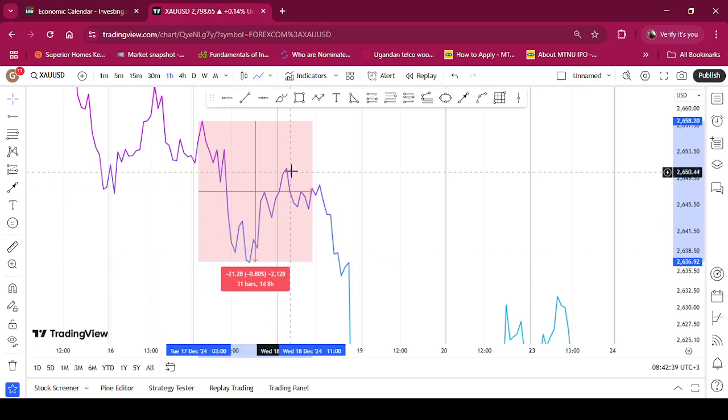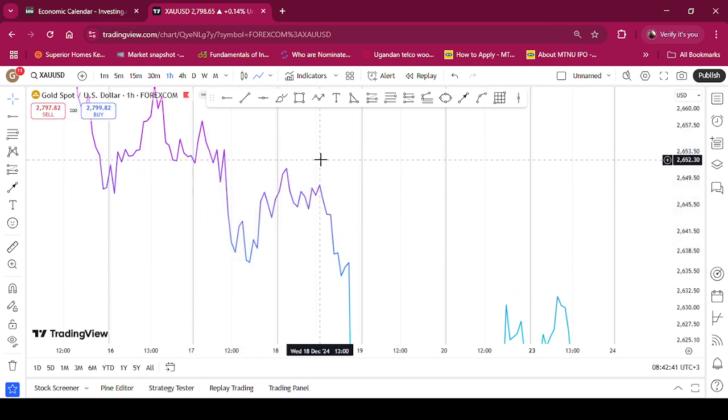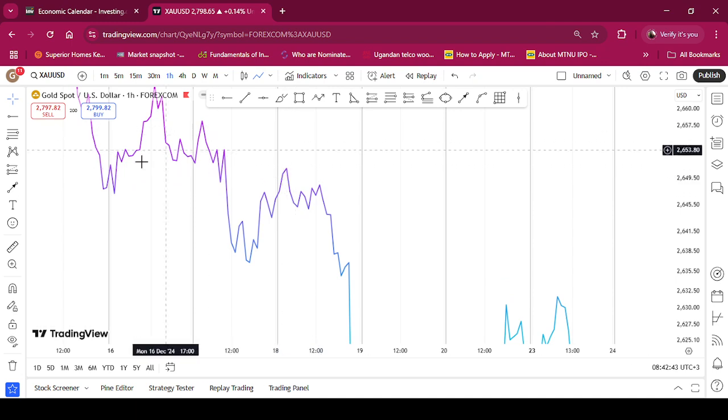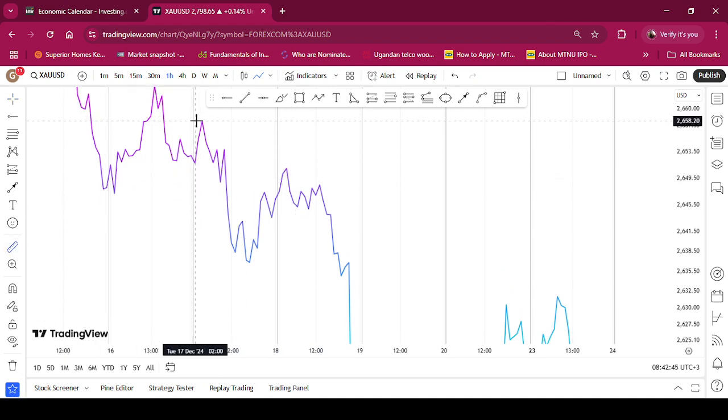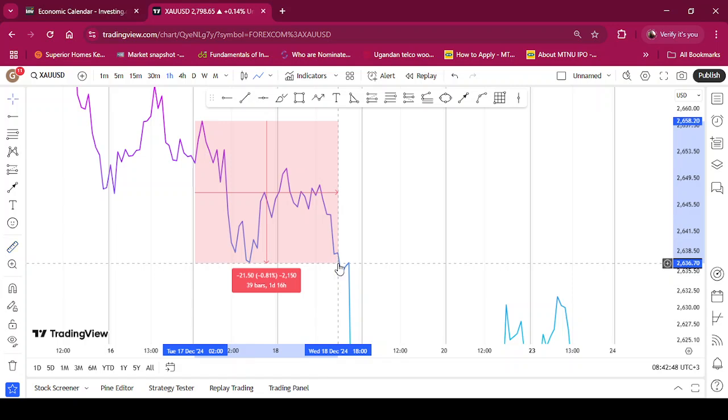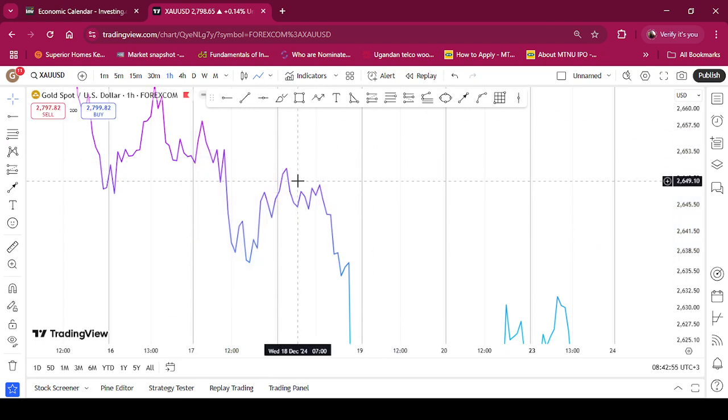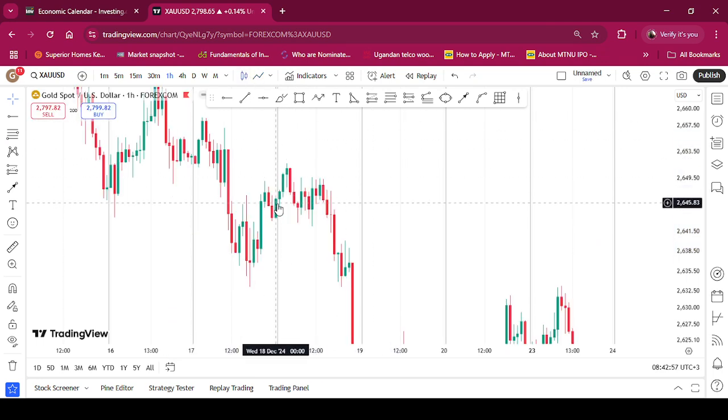We had this pullback into now a Wednesday, like a new trading day. And did it fulfill my 50%? Yes, it actually came back into a discount price. So I would trust this to be an order block. If I already see a bearish order block here, I would trust all these candles to be part of my order block.